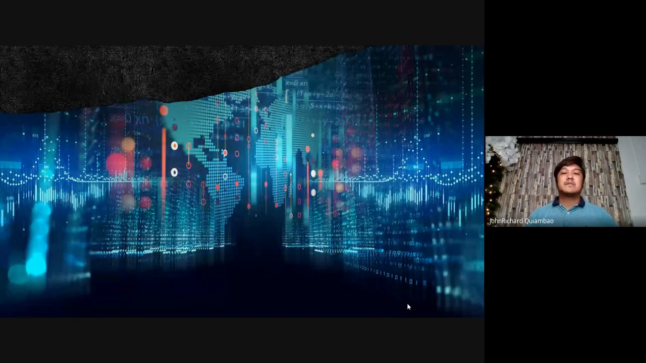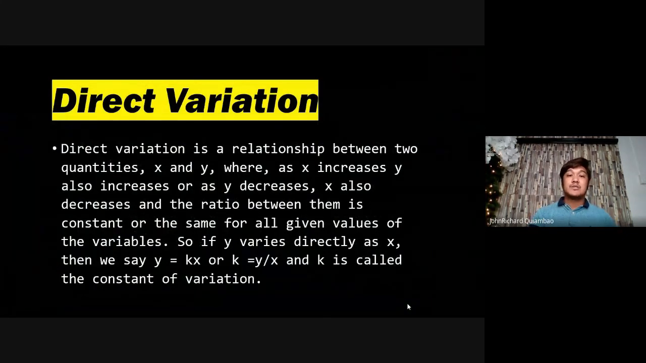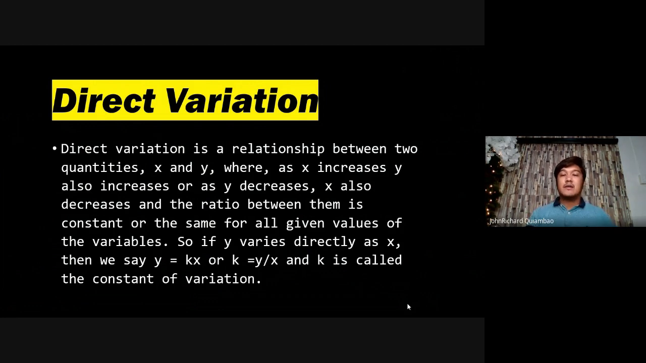Today is a continuation of our lessons in variation and we will be applying what we have learned from yesterday's activity. Let's start. In the previous lessons, we discussed direct variation. That is the relationship of two quantities, x and y, where as x increases, y also increases, or as y decreases, x also decreases. And the ratio between them is a constant, or the same for all given values of the variables. So if y varies directly as x, we say y is equal to kx, or k is equal to y over x. And k is called the constant of variation.